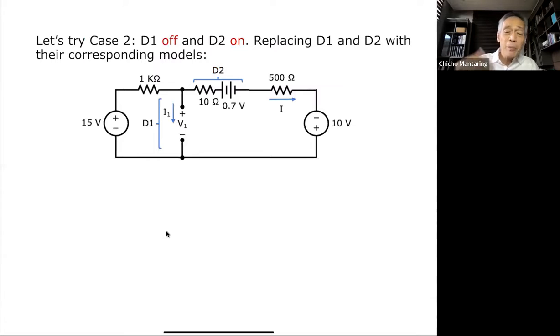So dun sa previous combination na sinubukan ko, alam ko na yung D1 assumption is wrong. So let me just change my assumption. Let me assume that this is not conducting and that this is conducting. So that is case 2. D1 is off and D2 is on. So I now replace D1 and D2 with their corresponding models.